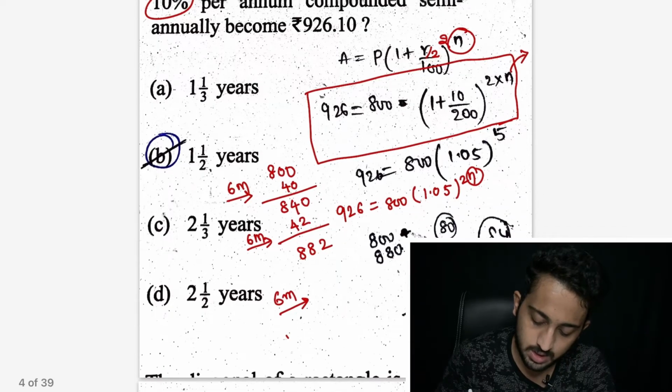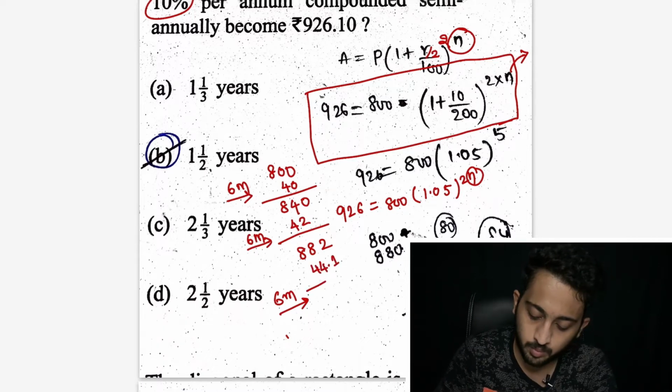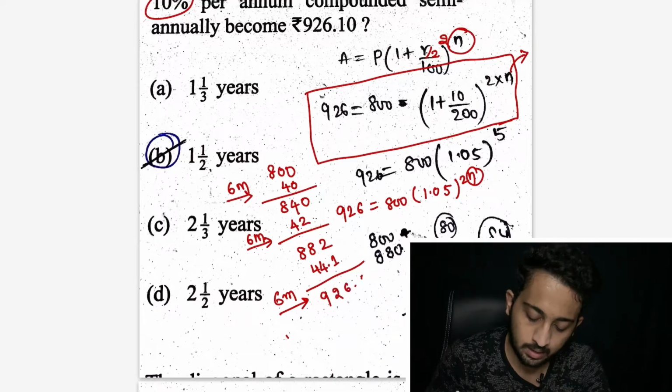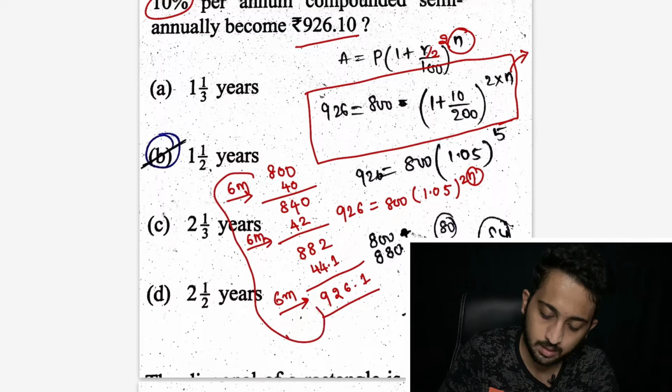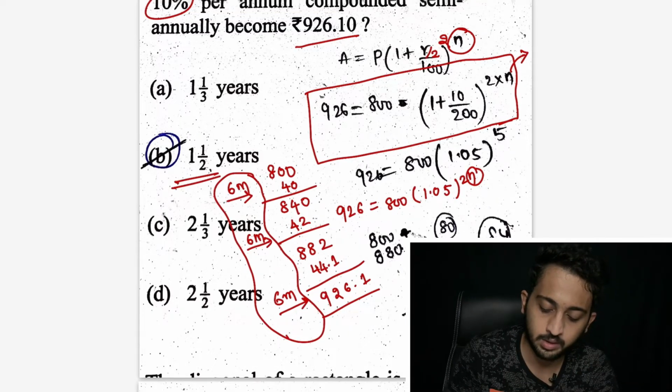So again for the next 6 months, the interest would be 44.1 rupees. So if you add these two, you will get around 926.1. That is the amount they are asking. So after 18 months, you are getting this capital. So the answer would be 1.5 years.